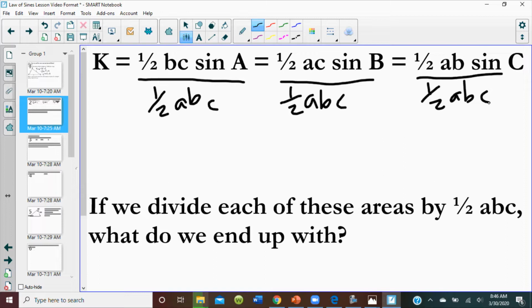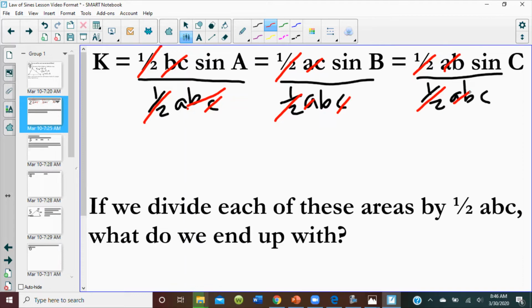Okay, and so we see in this case we're dividing things out. The 1/2's definitely divide out. We were hoping for that. But in each one, different letters will divide out. For example, in the first one, we have BC sine A over ABC, so BC on top divides out with the BC on the bottom. The AC on top of the middle one divides with A times C on the bottom. And in the last one, AB divides out with AB.